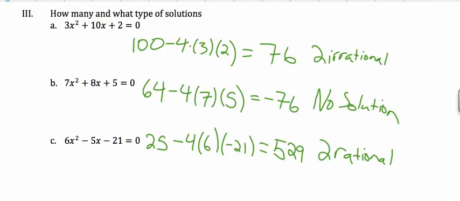Okay? So that's all you're going to be doing, is trying to figure out how many solutions we have to a quadratic equation without even doing it. That's it for this one.